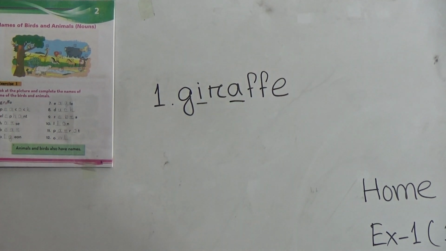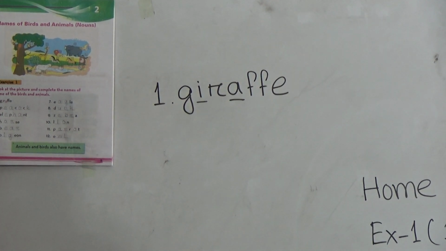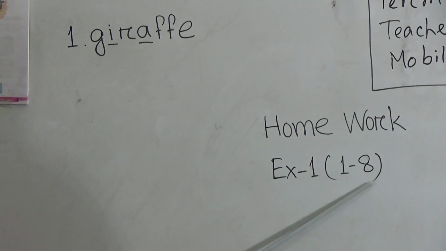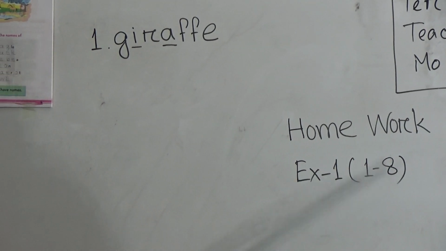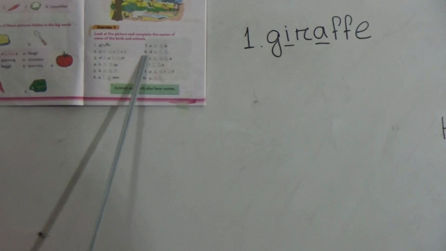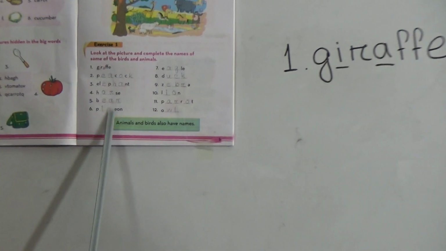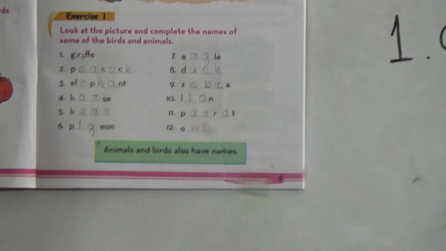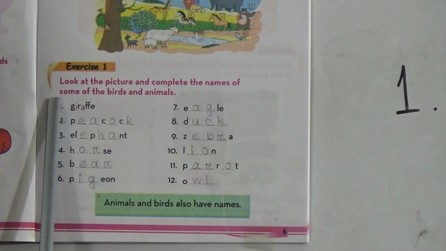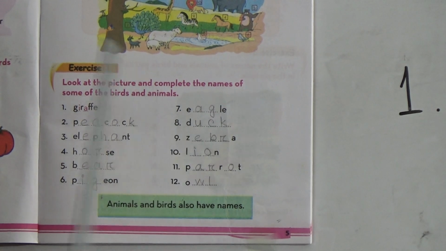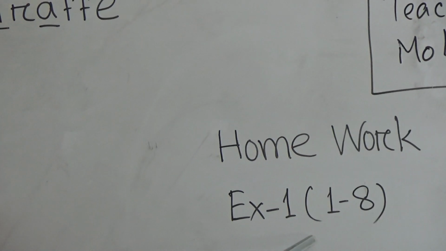It will be your homework and homework will be exercise 1 and from 1 to 8 this will be your homework. It means from 1 to 8 you will write down in your homework copy. You don't have to draw picture or anything else. You will just do from 1 to 8. Students, I am repeating, your homework will be lesson 2 exercise 1, 1 to 8.